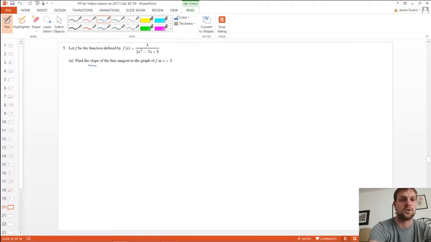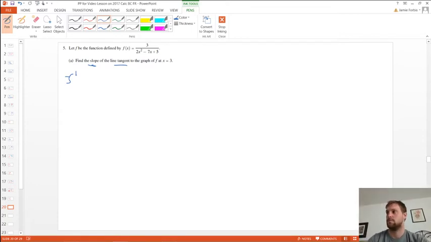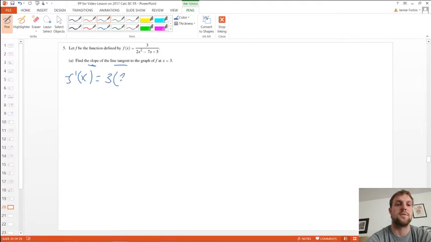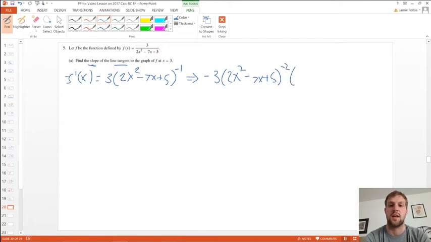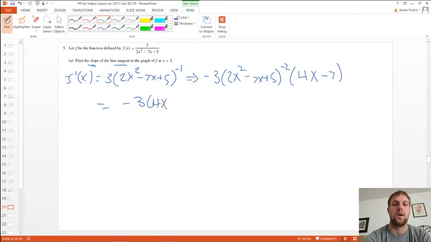Easy enough, right? We want to know the slope of the tangent line. All you have to do is find the derivative and plug in 3, right? So let's say f prime of x is equal to, you can do low D high, you can do quotient rule. I think I actually did power rule here. I said 3 times 2x squared minus 7x plus 5 to the negative first, and when I did the chain rule there, it becomes negative 3 times 2x squared minus 7x plus 5 to the negative second, and then times the derivative of the inside, 4x minus 7, which ultimately becomes negative 3 times 4x minus 7 over 2x squared minus 7x plus 5 squared.